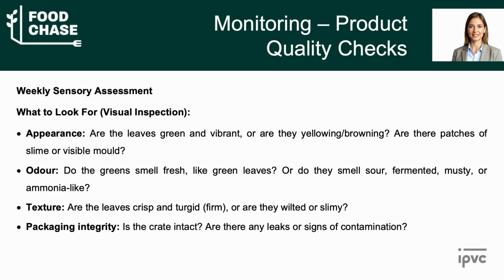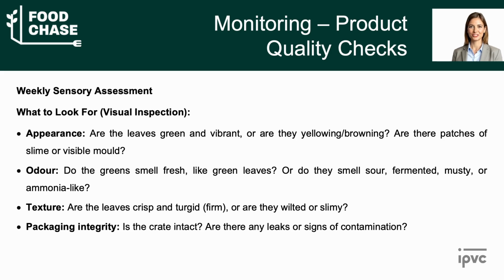At least once a week, or more often if there is a concern, take a sample from your storage and do a sensory check. Look at the appearance. Are the leaves green and vibrant? Or are they yellowing or browning? Some yellowing on day 7 is normal aging. More than 10% browning and the product is rejected.